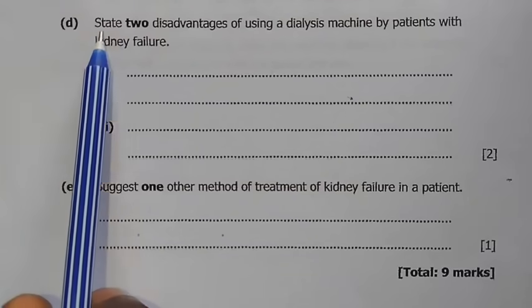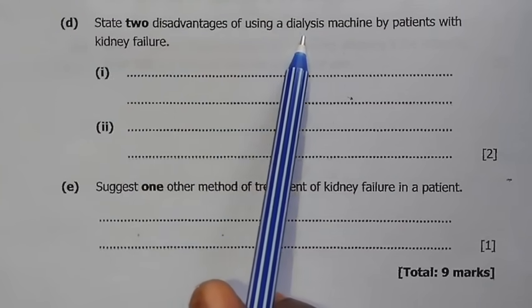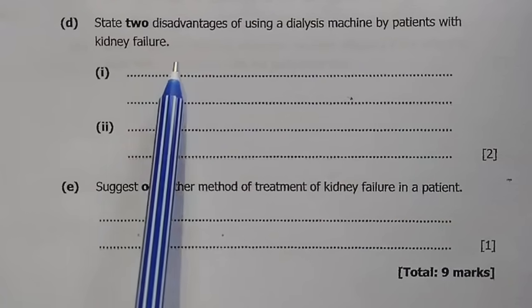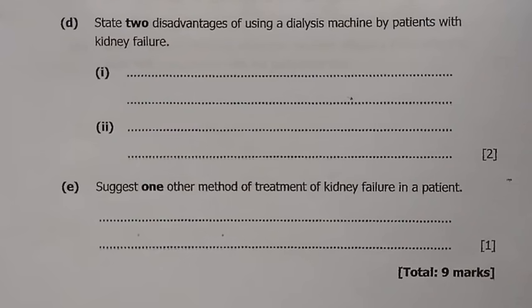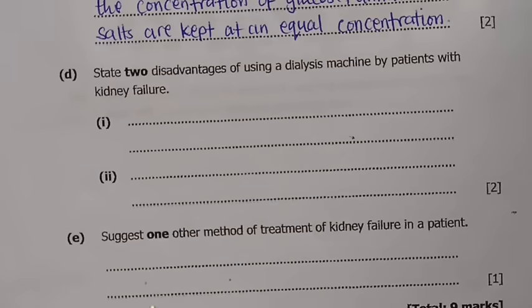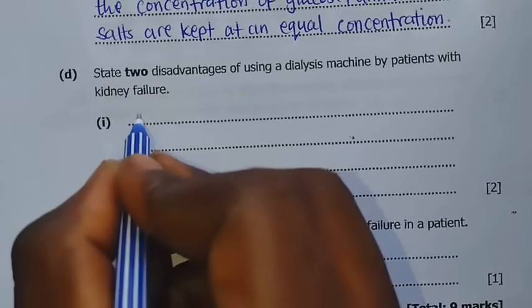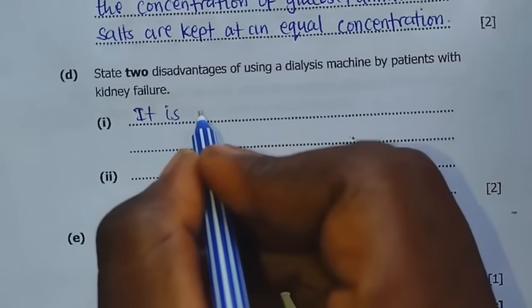We now come to question D right here. State two disadvantages of using a dialysis machine by patients with kidney failure. So here we are looking at the disadvantages of using the dialysis machine with patients with kidney failure. Number one, it is expensive, because these people need to be moving from one place to the clinic or the hospital on a daily basis so that they can get this kidney machine. So that becomes very expensive for such people.